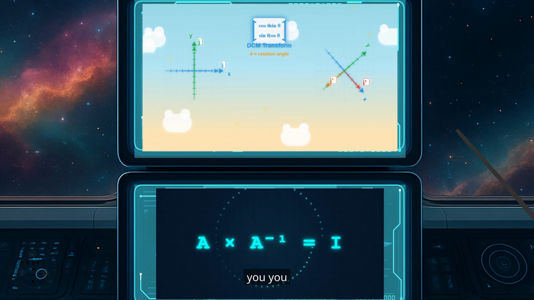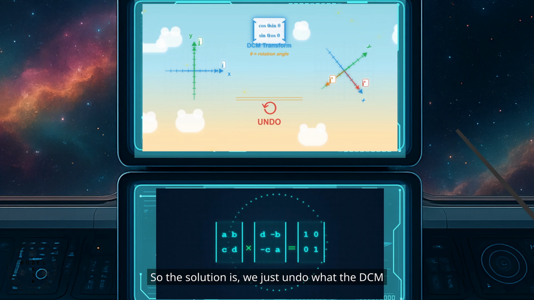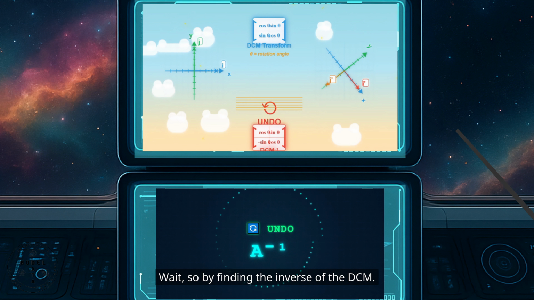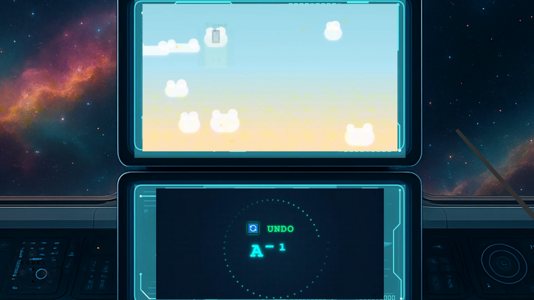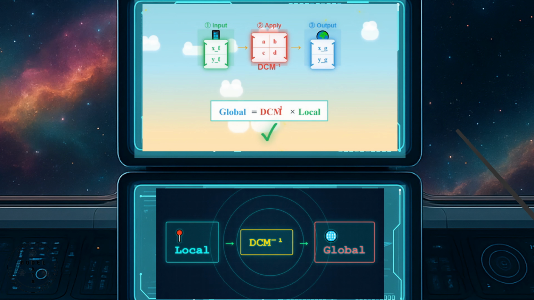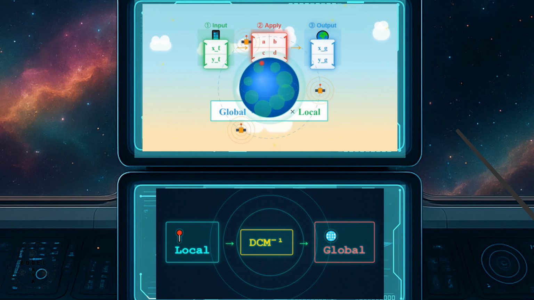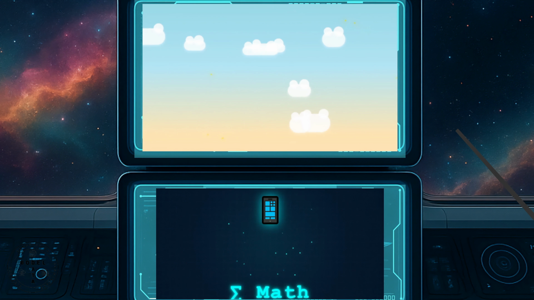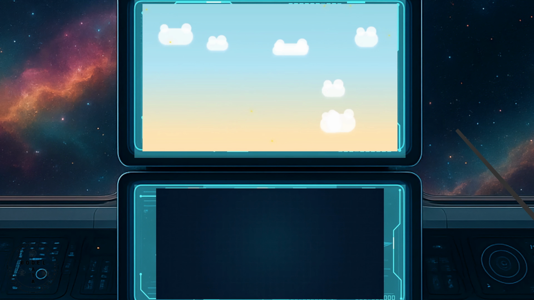Exactly. So the solution is, we just undo what the DCM is doing. Wait, so by finding the inverse of the DCM, we create a tool that takes our local position, applies the undo operation, and gives us our global position. That's it. That's how GPS works. Abstract math, running in your pocket right now. That's insane.